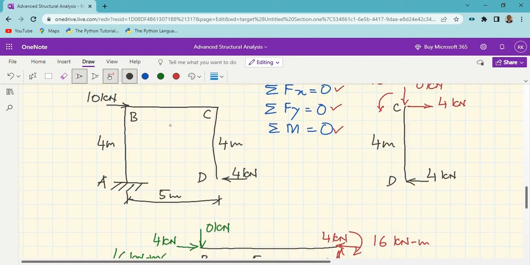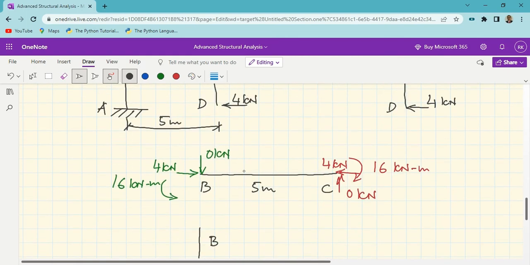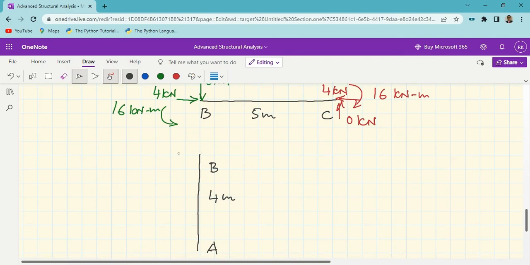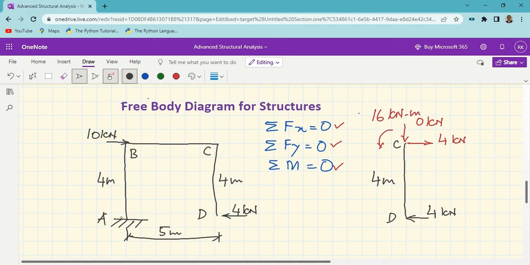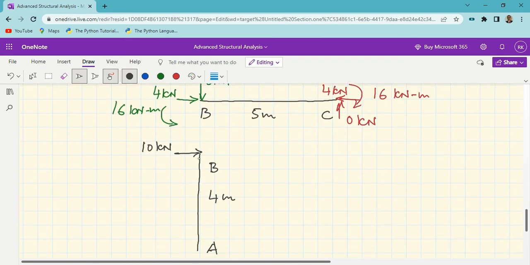Now for member AB, when I am drawing joint B, I must show this 10 kilonewton, which is the acting load at B. I cannot change this. We have decided that this acting load shall be considered either in the portion AB or in the portion BC. So for the convenience of calculations, I have considered it in the portion AB.